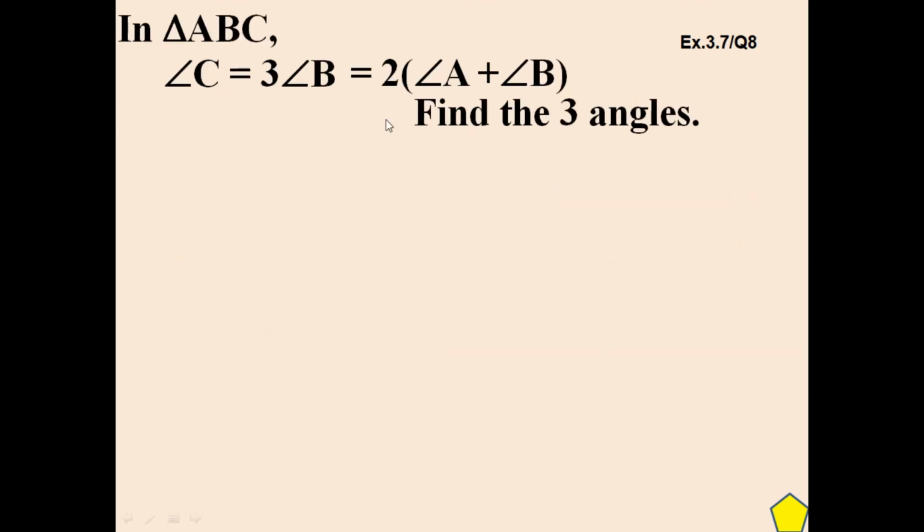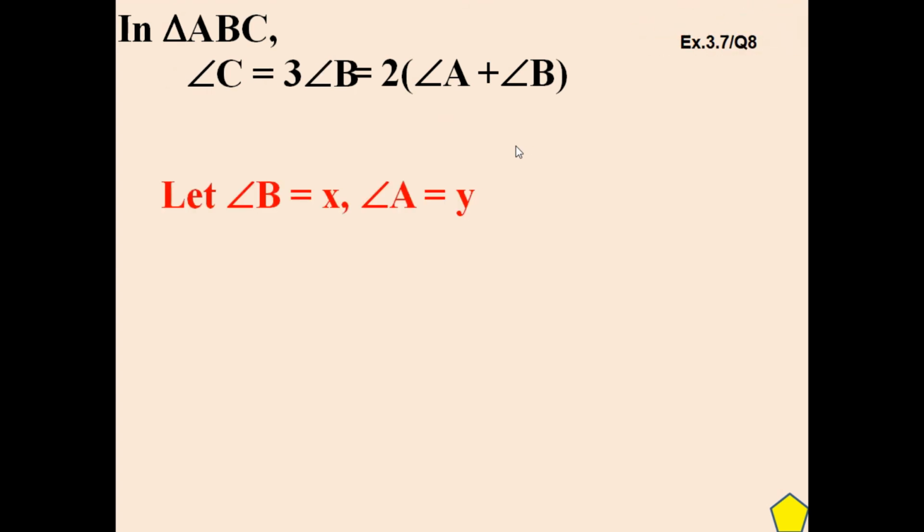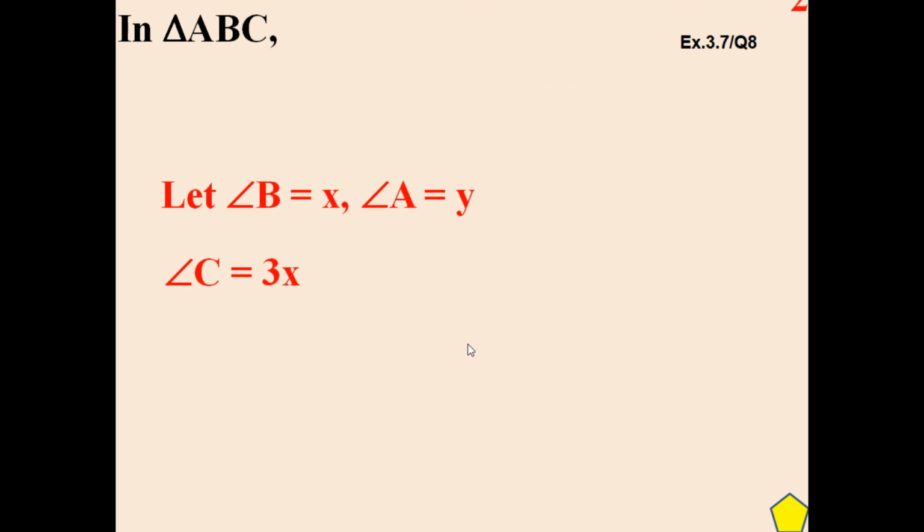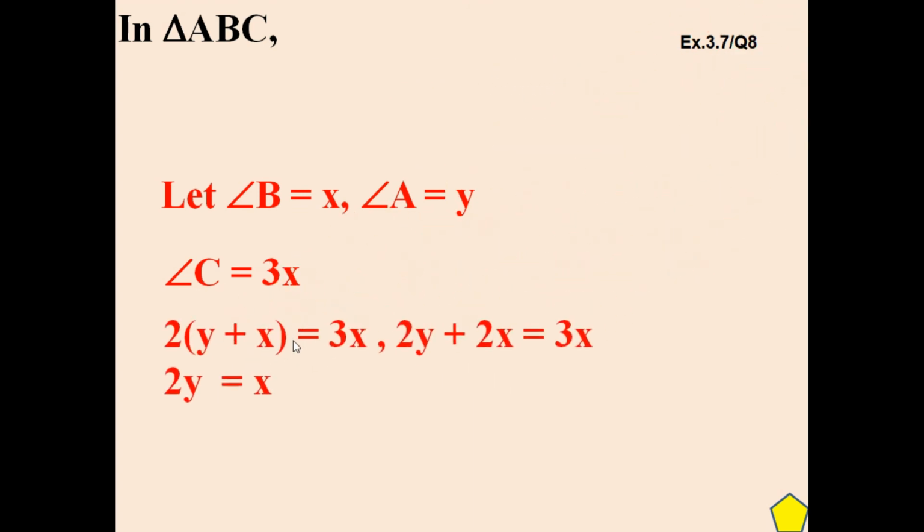Let's look at another example. In triangle ABC, this is what is given to us. Find three angles. So we are making an assumption. Let angle B be x and let angle A be y. So looking at the first equation, angle C is equal to 3x because it was equal to thrice B. And looking at this particular thing, we have 2 into y plus x is equal to 3x. When we open the bracket, we get this. So this becomes the second equation.